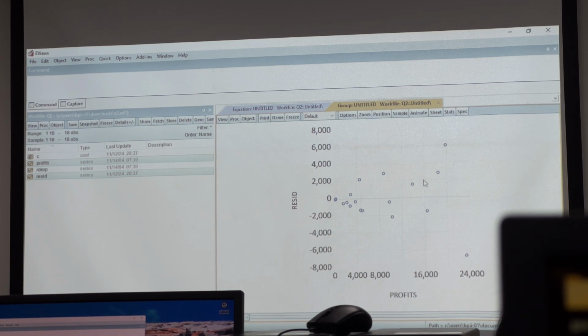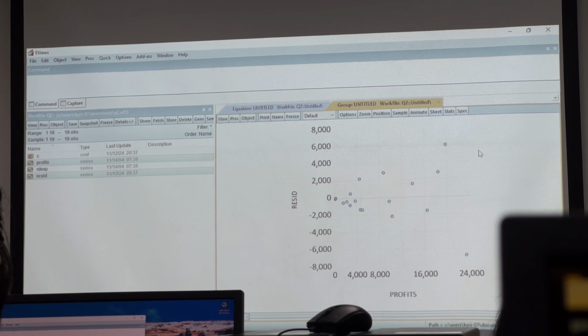So based on the graph, we can see that as the value of profit increases, the size of the error, the spread, is getting larger. So there seems to be some evidence of heteroscedasticity in the model.